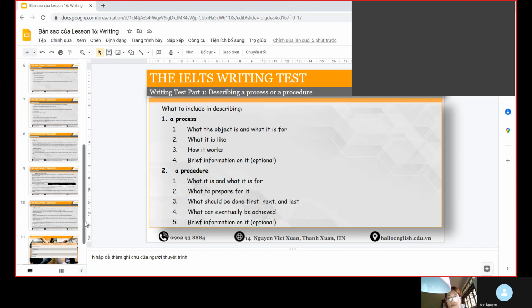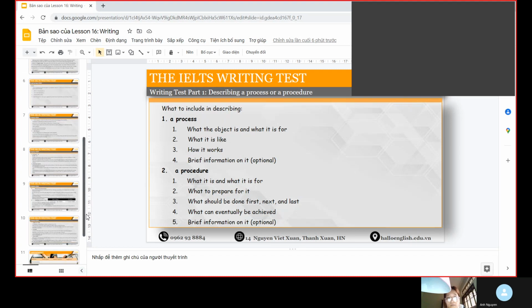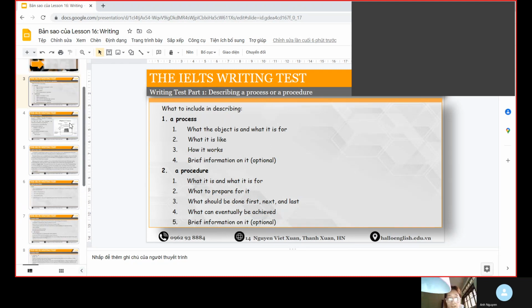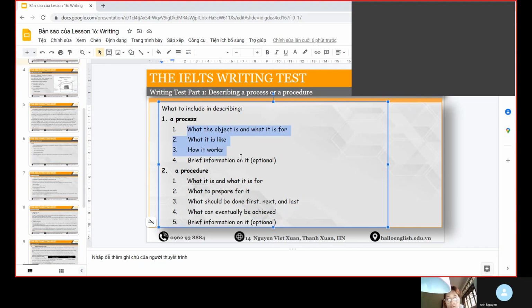Okay, and I'll have to remind you that describing a process or procedure is a very difficult type in the writing test. This brings the attendees a lot of trouble. Many people struggle describing a process or procedure. This is just a simple one, but in the future, you will have to encounter many more typical types of processes and procedures. So please understand the most basic structure of how to describe these two.